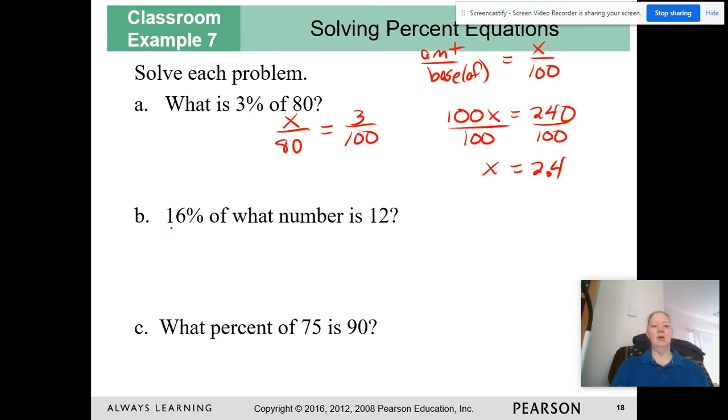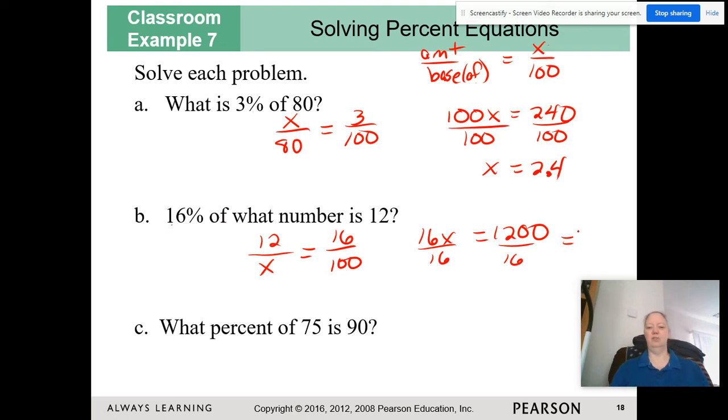All right, percent over 100 of what number? We don't know the of, we don't know the base, is 12. We're going to cross multiply and divide. And that's for sure not something I can do in my head. And it helps if it's on the calculator, 1200 divided by 16, and we get 75.